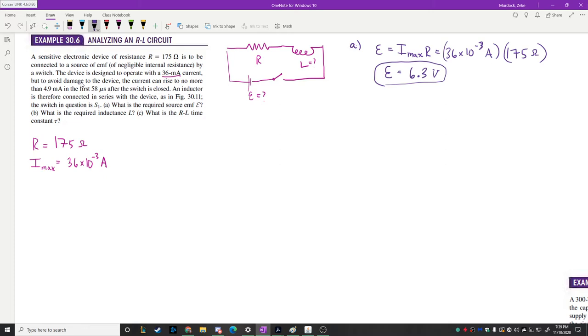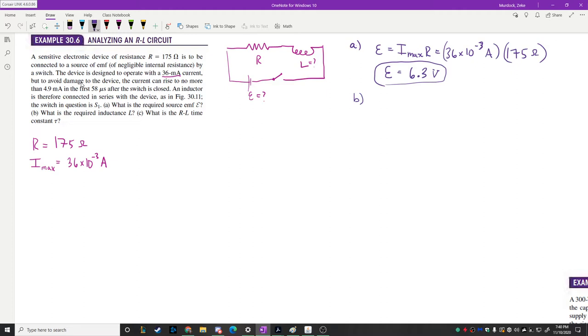Is that right, everybody? Anyone have any questions? Okay. Part B says the inductance. How do we find L? All right, what do y'all think? How do we find the inductance L?